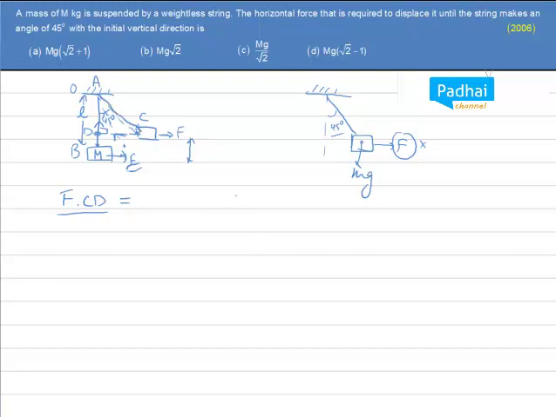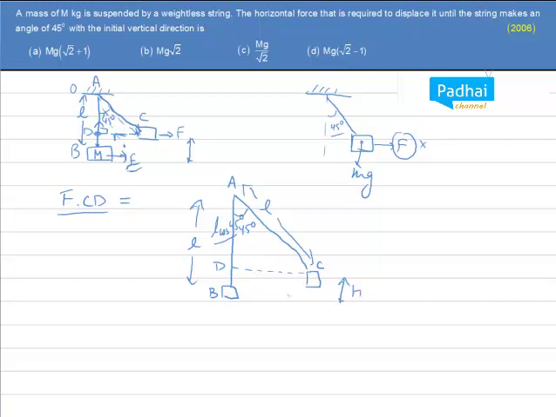Let us redraw the diagram. If this is making an angle of 45 degrees and initially it was here, finally it is here, and this is point A, this is point D, this is point B, and this is point C. If this entire AB is L, that means AC will also be L, because this is the length of the string. So what will be AD? It will be L cos 45 degrees. So what will be the gain in height? If this is H, this is how much height this block has risen.